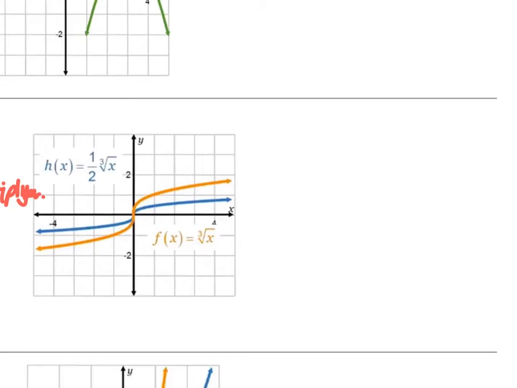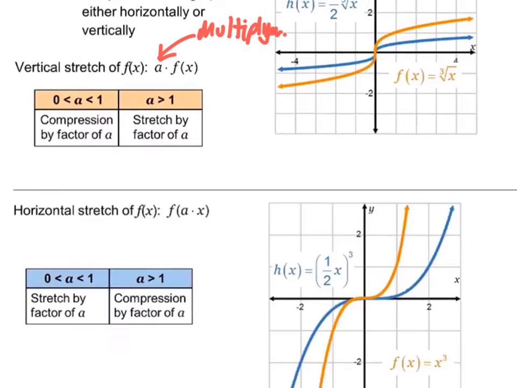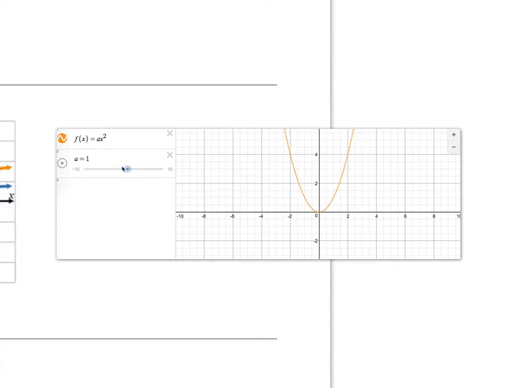Let's do another one of those animation things. All right, so if we take a look at this, you have this parent function, a x squared. If I change the value of a, if I make a smaller, then the graph gets fatter. And if I make a bigger, then the graph gets skinny.